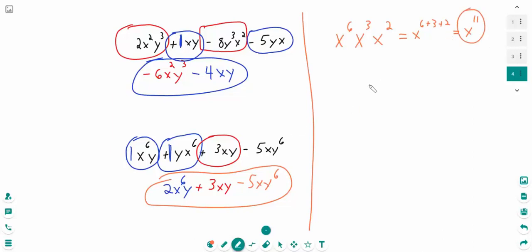All right. And then as far as like terms go, if you have two terms that are like terms and they have exponents, and the exponents are the same, then you add the coefficients to get your solution. So this one deals with multiplication. This one deals with addition. In addition, you're adding the coefficients. In multiplication, you're adding the exponents. So that's kind of just a real quick summary of this lesson.